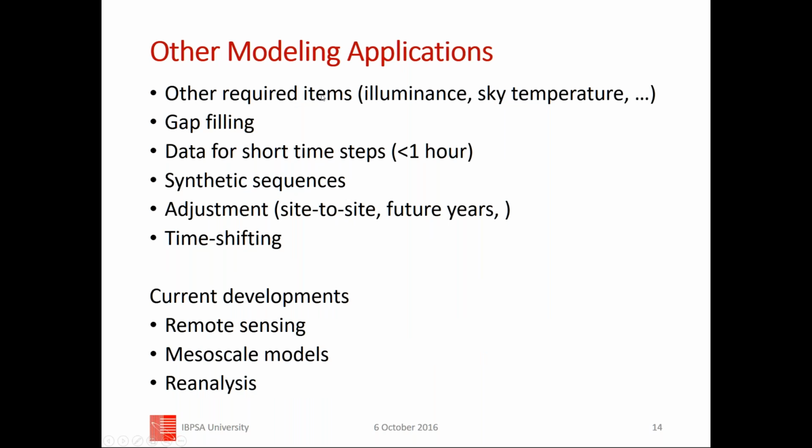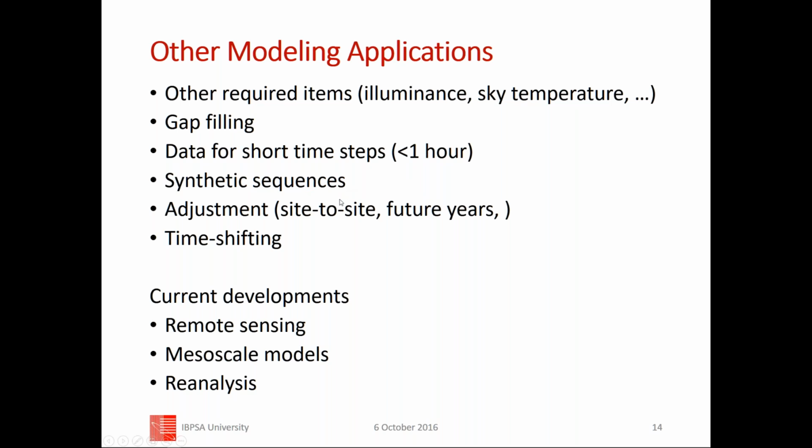Models are used for a lot of other stuff. As I mentioned, luminance and sky temperature are often modeled. Then another thing is gap filling. If there's missing data, we noted that files have to be clean, so models of one sort or another are used for gap filling, often as simple as interpolation, but in other cases, actual model data. To generate short time step data, you might introduce a stochastic model of some sort. Synthetic sequences are sometimes generated for design purposes.